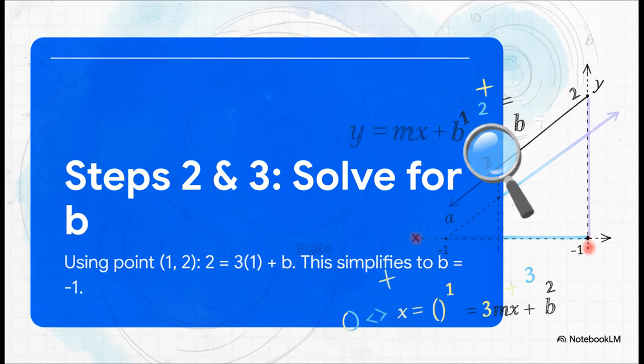Now for steps 2 and 3 together. We're going to pick the point (1, 2), just because the numbers are smaller and easier to work with. Now we plug everything we know into y = mx + b. So y is 2, our m is 3, and x is 1. That gives us the equation 2 = 3 times 1 + b. A little quick algebra, we subtract 3 from both sides, and we find that b equals negative 1.